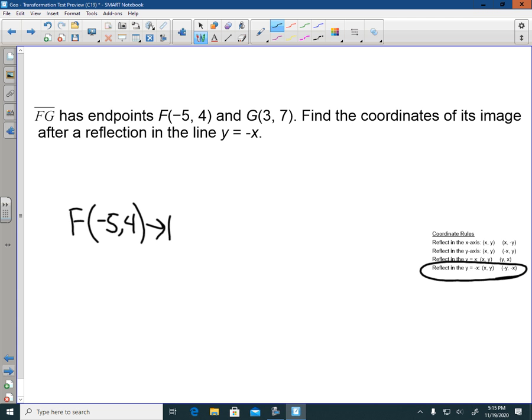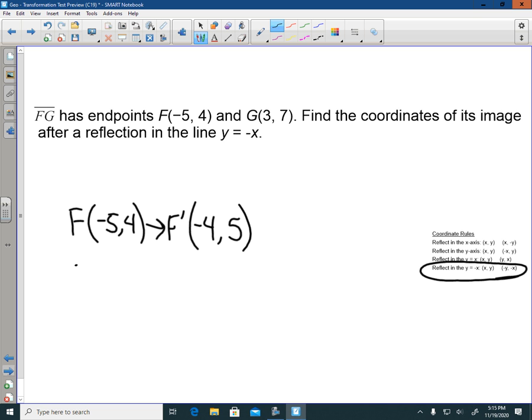But if we run it through and get f prime, we know we not only need to flip those values around, but we have to change them to their opposite. And so the 4 goes here, but because it was positive, it will now be negative. The negative 5 goes here, but because it was negative, it will now be positive. And there is the coordinates for f prime.